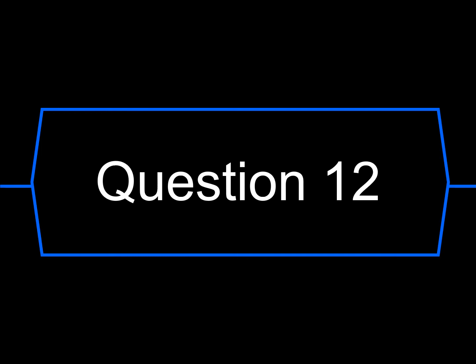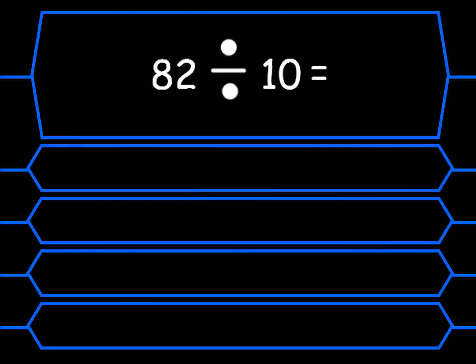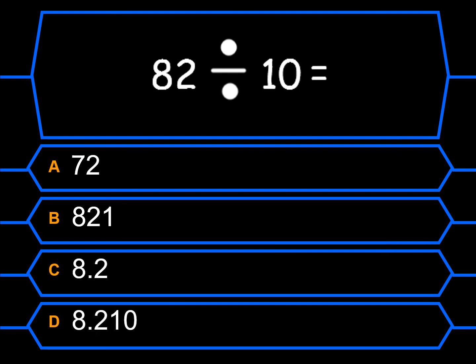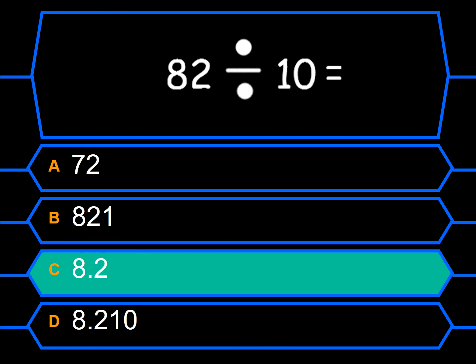Question 12. 82 divided by 10. Is it A, 72, B, 821, C, 8.2, D, 8.210? Pause the video now, remembering to use a grid to help you with this one. The answer is 8.2.